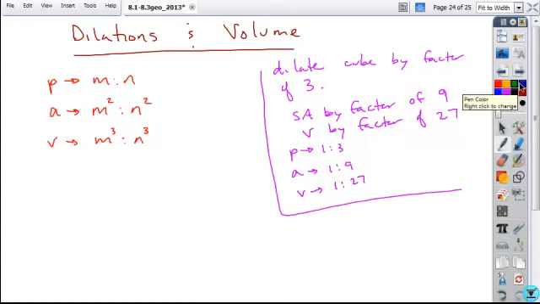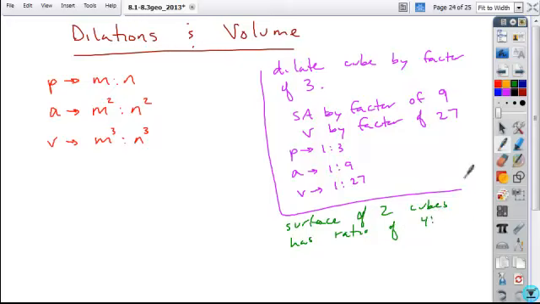Okay, to make it a little more challenging, sometimes I might tell you the ratio of the surface areas of 2 cubes. I choose cubes because all cubes will be similar. Their faces are all squares. Okay, so any 2 cubes will be similar to one another. So the surface area of 2 cubes has a ratio of 4 to 25. What is the ratio of their volumes?